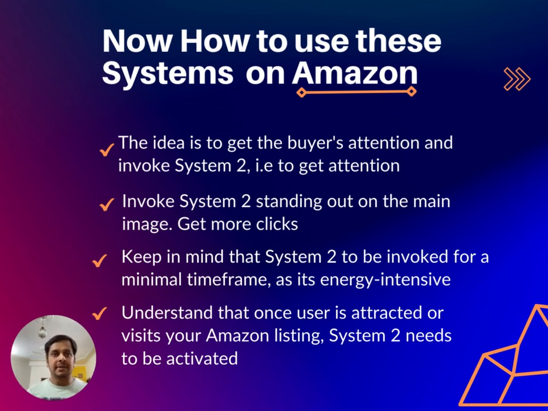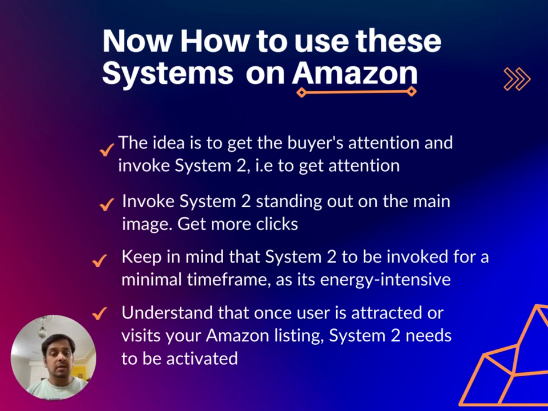So the idea here is to get the buyer's attention, and attention, I have told you, lies with System 2 activation. Whenever someone is scrolling on the feed on Amazon, they're not going to get attracted directly unless they see something out of place, something different from the 10, 20, 30, or 40 odd products they have traversed. Branding is one thing that can activate System 2. So get the attention.